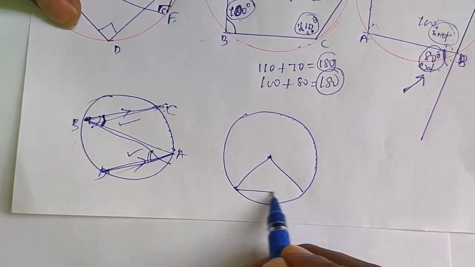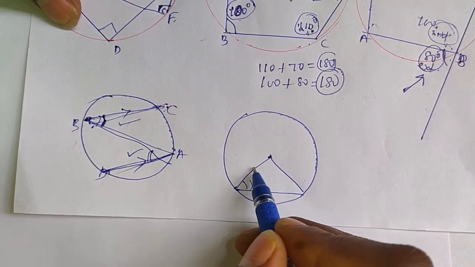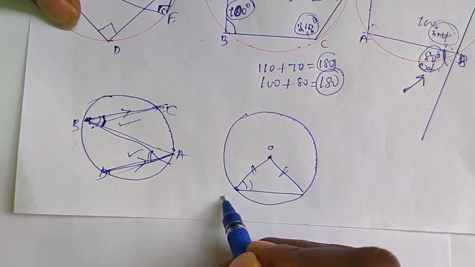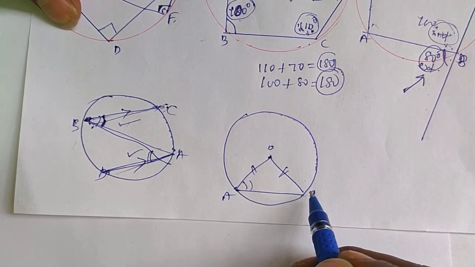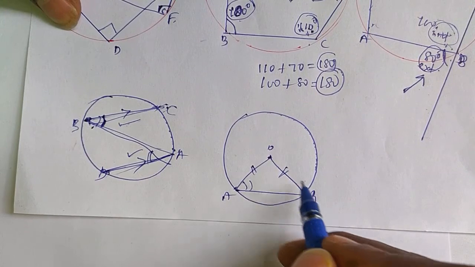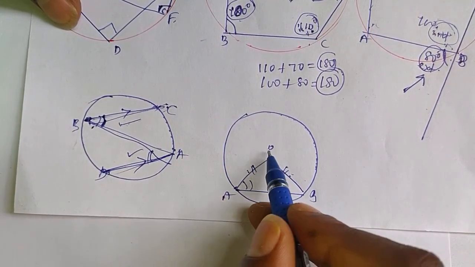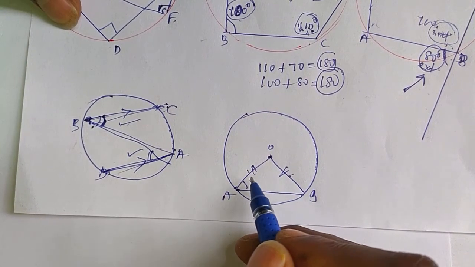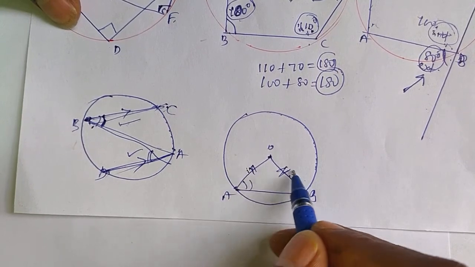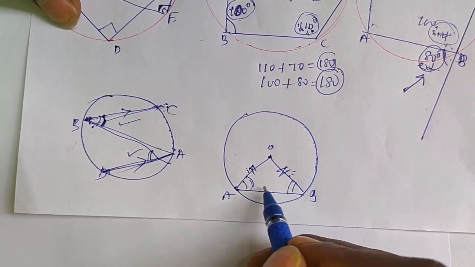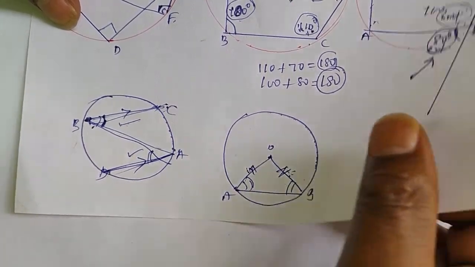in a circle there will be an isosceles triangle. Because OA and OB are both radii, this triangle AOB becomes an isosceles triangle. In an isosceles triangle, two sides are equal, and two angles are also equal. So equal sides, opposite angles are equal. This concept also remember.